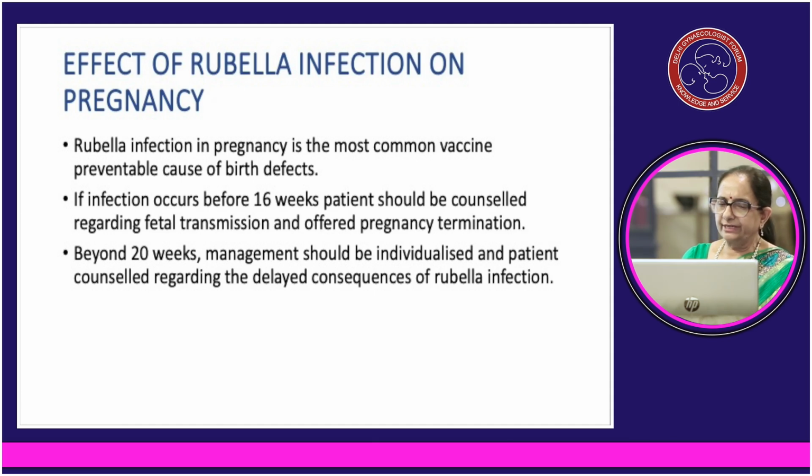Rubella infection in pregnancy is the most common vaccine preventable cause of birth defects. So, we have to note this point that it is a preventable cause of birth defects. So, we have to insist on immunization of almost all younger age group females, so that when they become pregnant they are not troubled with rubella infection. If infection occurs before 16 weeks, the patient should be counseled regarding fetal transmission and offered pregnancy termination. Beyond 20 weeks, management should be individualized and the patient counseled regarding the delayed consequences of rubella infection.